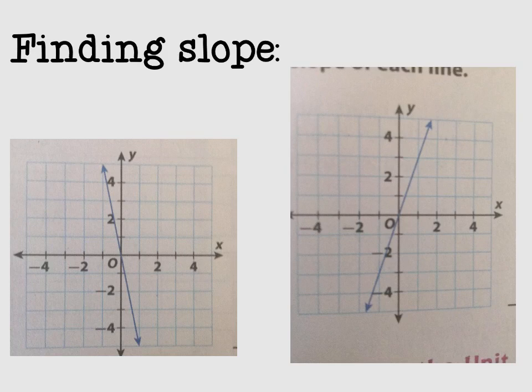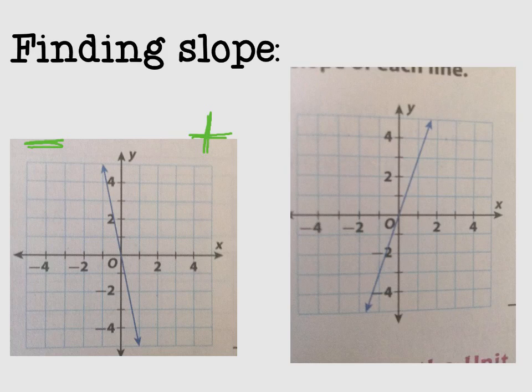First, to find slope, remember, we're going to do rise over run, and you have to keep in mind what direction the slope is going. So if you look at this one, remember, if I'm rising to the left, it's negative. If I'm rising to the right, it's positive. So my first slope is going to be negative.